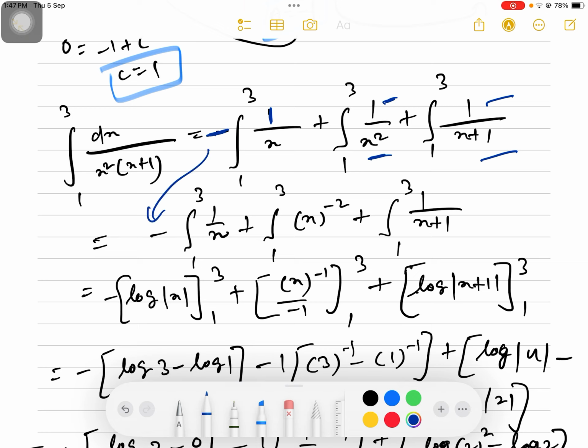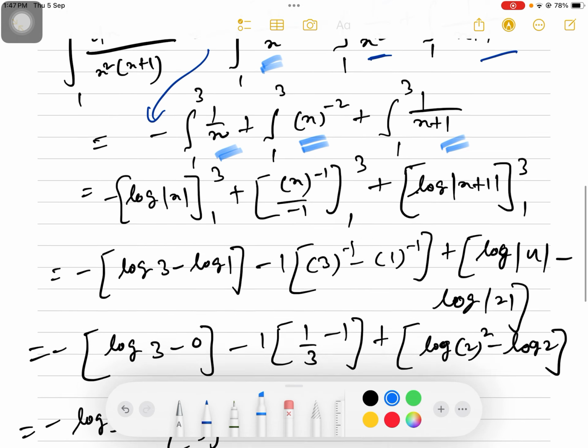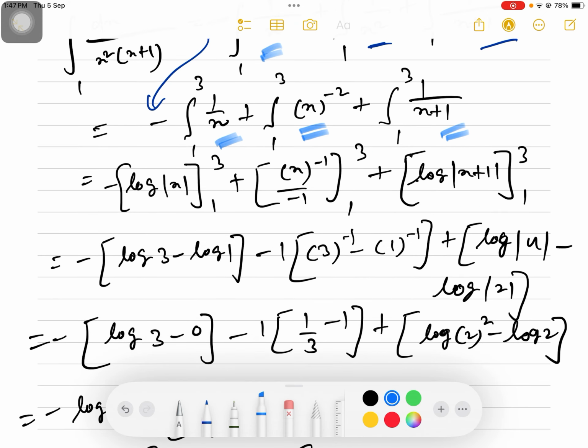Now we have to integrate. The minus sign will be like that only, and 1 by x is what? Log x only. So 1 by x is log x only. Okay, we'll do one thing first, I'll clear the step above. So 1 by x I just wrote like that only. Now 1 by x square means x power minus 2 I can write, and 1 by x plus 1 I wrote like that only.